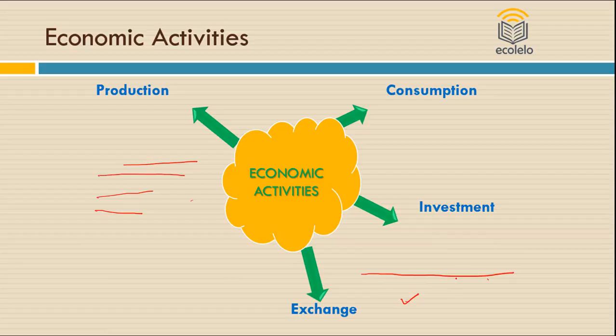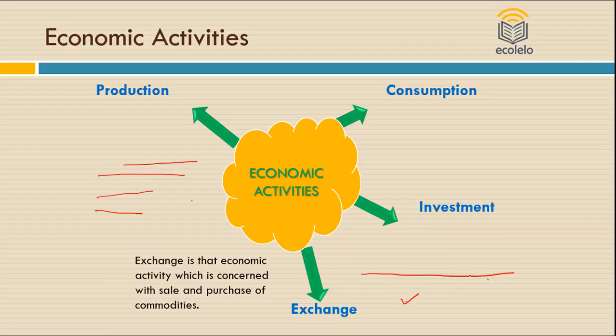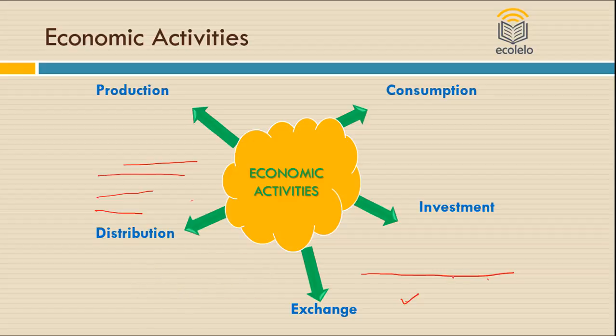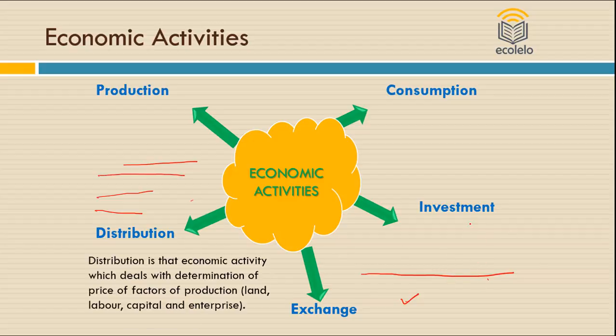Next is exchange. So when you're dealing in exchange, sale and purchase of commodities, this is also an economic activity. Distribution. It deals with the determination of price of factors of production. For example, land, labor, capital, enterprise. These are the four factors of production, and when you're dealing with determining their price according to the work they're doing, that is the distribution. Because eventually, whatever you're producing in the economy will go in the hands of people. Now, who receives how much is basically an economic activity. I hope you've understood this.